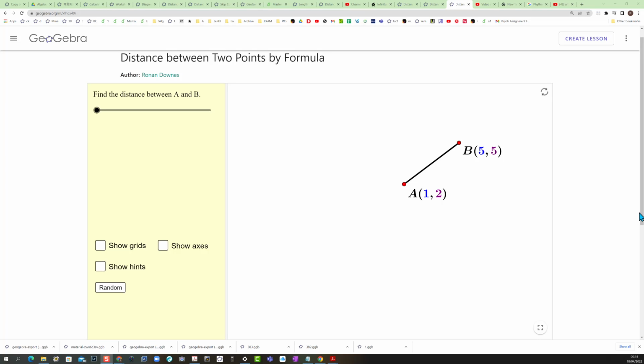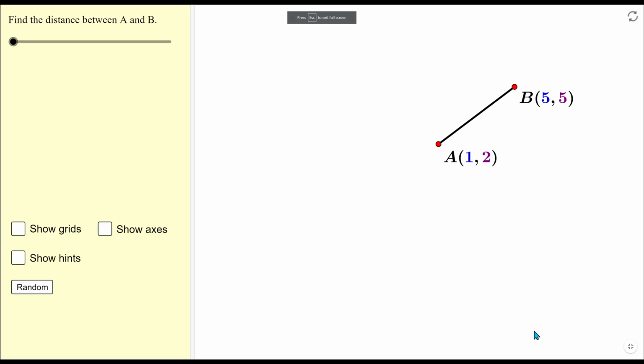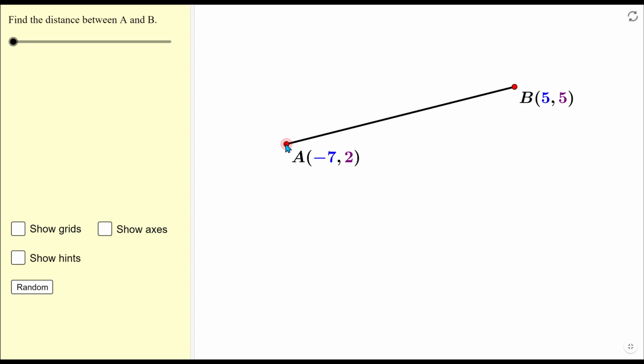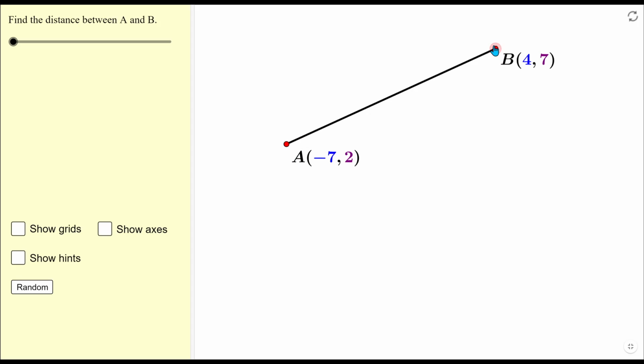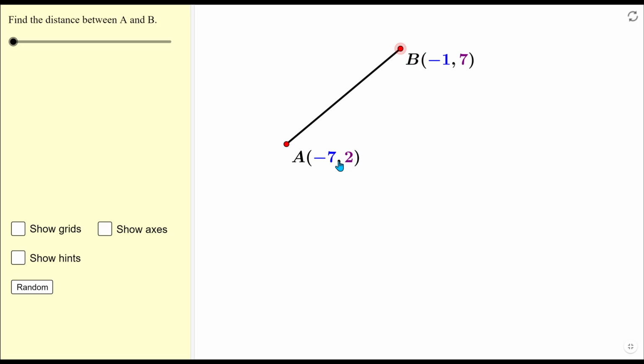In this app video, we're going to investigate how to get the distance between 2 points by using a formula. So here we have 2 points, and they have coordinates which we will be given and which are color coded here so that the x values are blue and the y values are in purple. Okay, so how could we go about getting the distance?